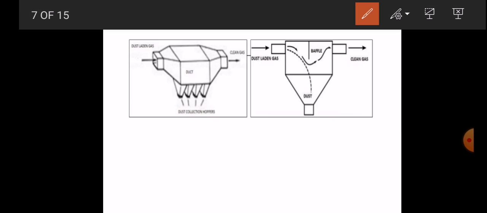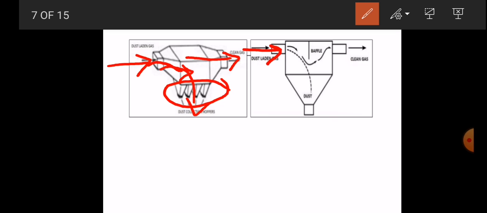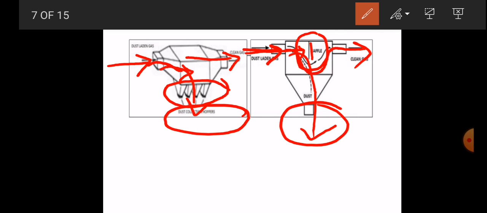Over here you can see we are introducing the dust gas, and this is the dust collection hopper. When the cross-sectional area is increased, the heavier particles go in the downward direction, and only clean gas passes through this direction. Same kind of thing over here: we introduce the gas, and this is the baffle. When we place the baffle in the direction of the flue gases, the gas strikes the baffle, so the heavier particles go in this downward direction and only the gases go in this direction. Through that method we can collect the heavier particles, the raw dust.